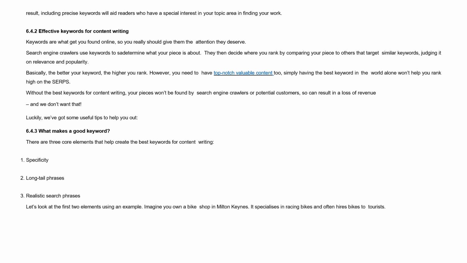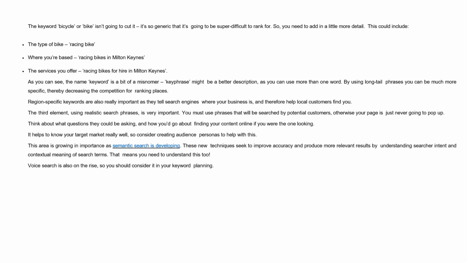What makes a good keyword? There are three basic elements: specificity, long tail phrases, and realistic search phrases, which we have already discussed earlier. The keyword bicycle or bike isn't going to cut it. It's so generic that it's going to be super difficult to rank for. So you need to add a little more detail. This could include the type of bike, racing bike, where you are based, racing bikes in Milton Keynes, the services you offer, racing bikes on hire in Milton Keynes.